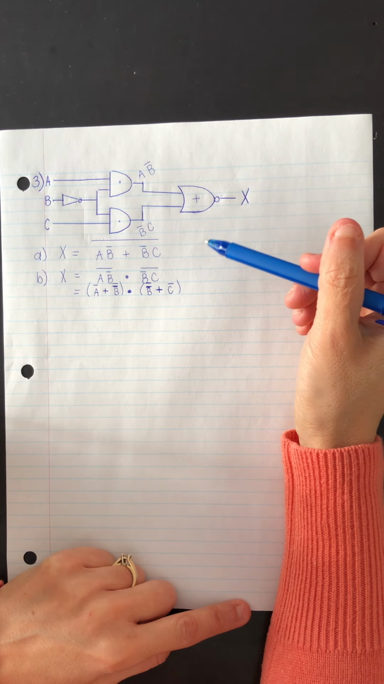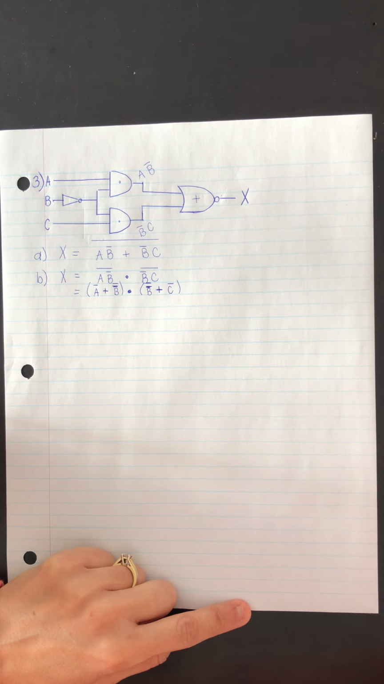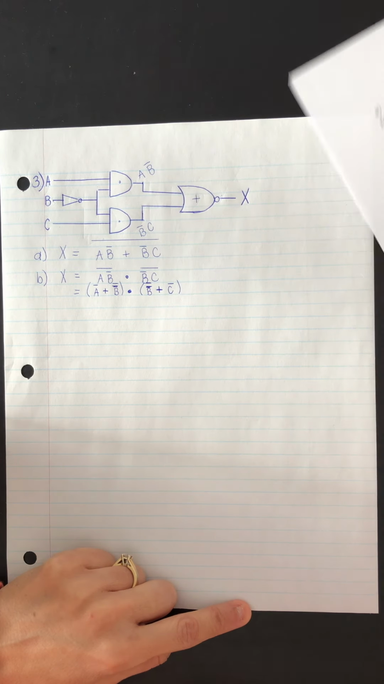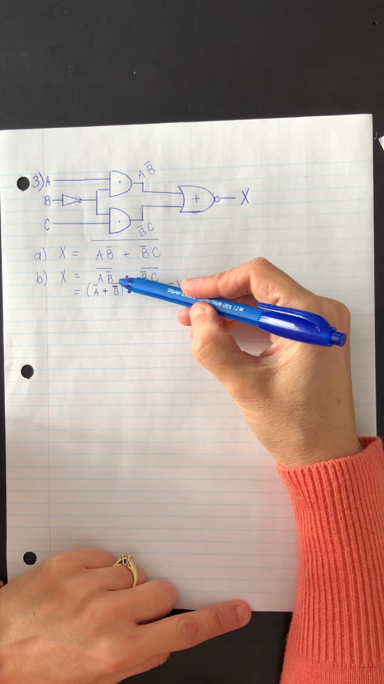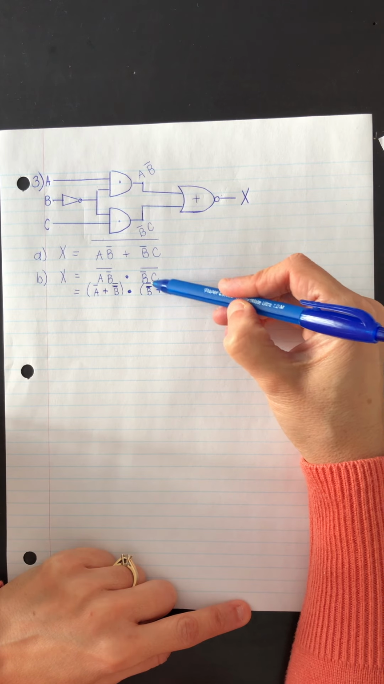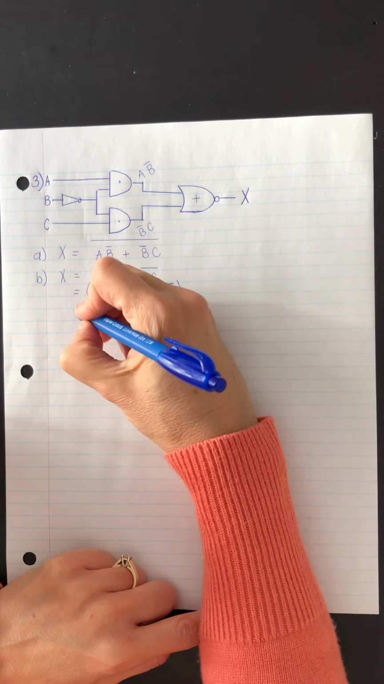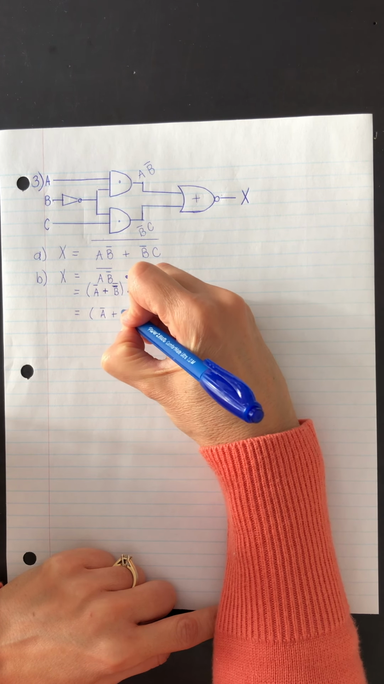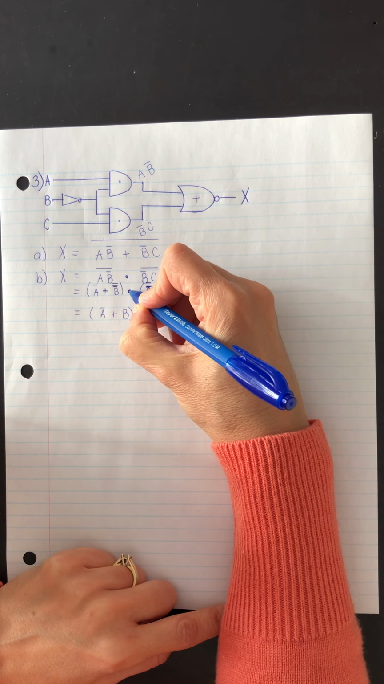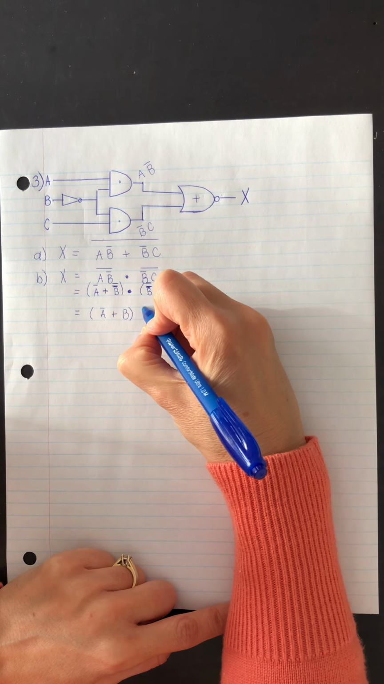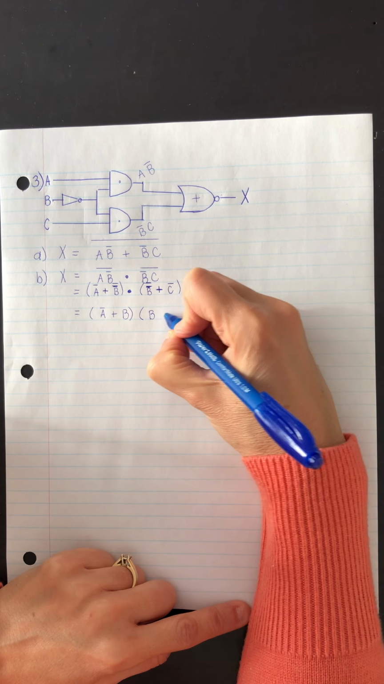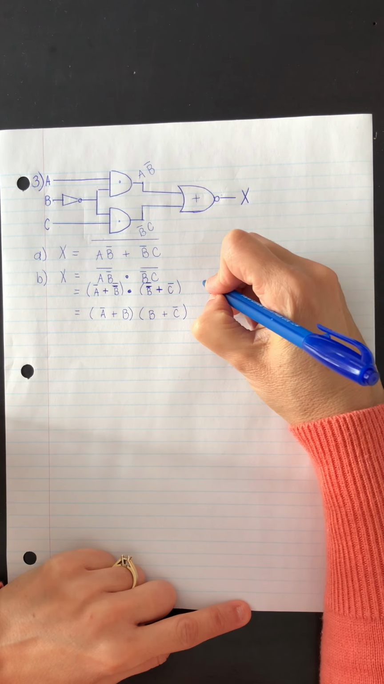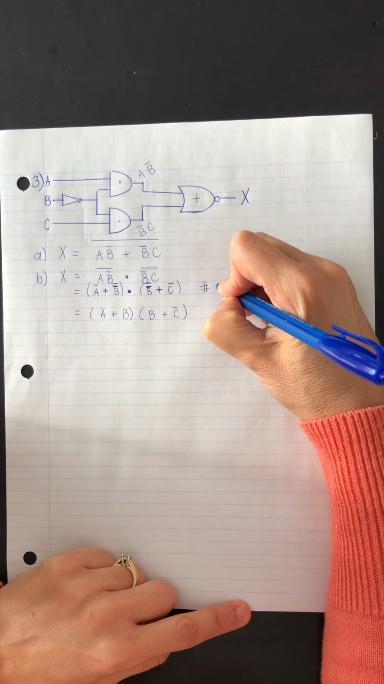I am going to use rule 9, the one that says A double naught is A. So I'm going to use it both here and here to change B double naught to B. So this becomes A naught plus B multiplied, and this will be optional, that multiplication sign. This is B plus C naught. So this is what we have. Now, what did we use? Rule 9.